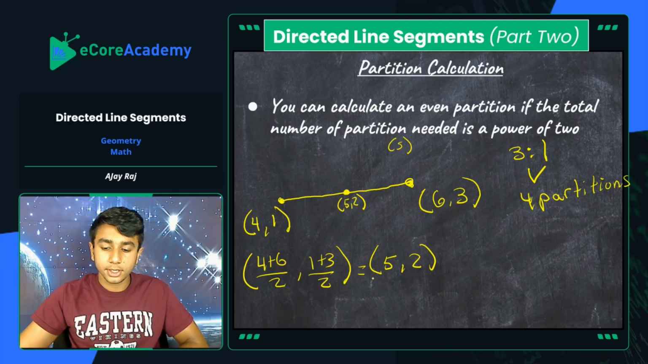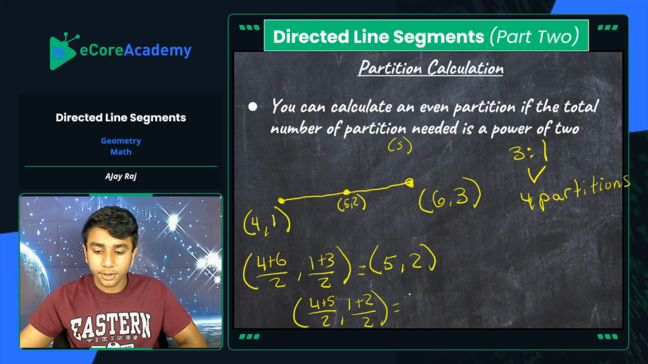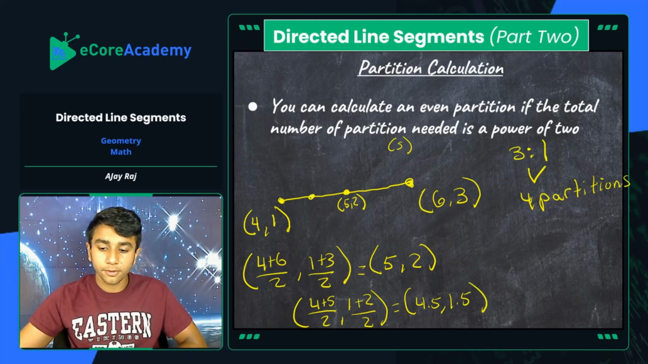After you've found that it's 5, 2, next you're going to take 5, 2 and calculate the midpoint with 4, 1, as well as with 6, 3. So let's do that over here. Let's calculate the midpoint of 5, 2 and 4, 1. Let's add 4 plus 5 divided by 2, and 1 plus 2 divided by 2. That equals 4.5, comma, and then 1 plus 2 is 3, divided by 2 is 1.5. So that's our midpoint here, 4.5, comma, 1.5.